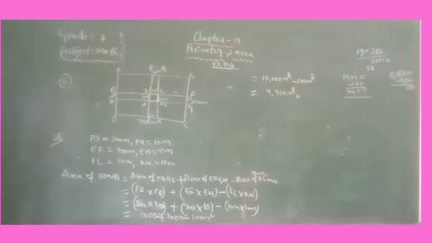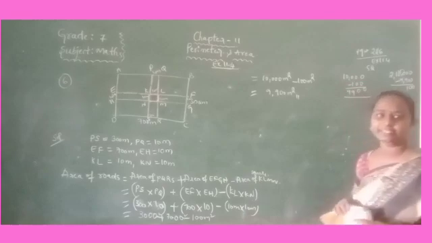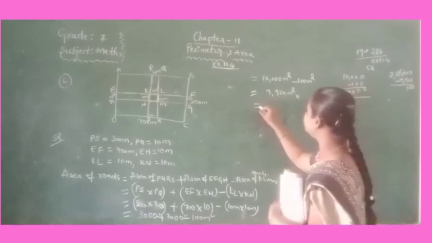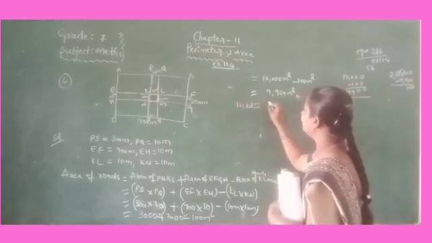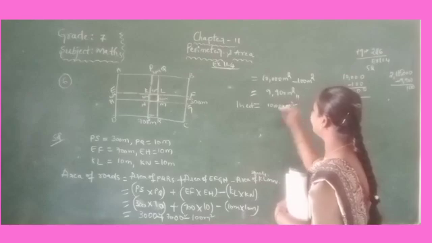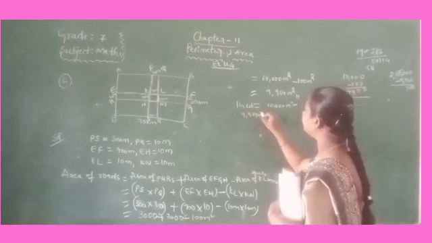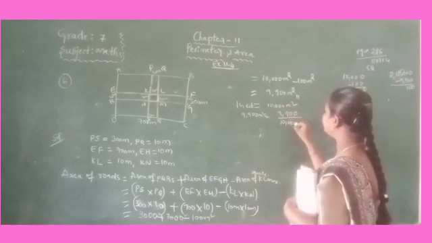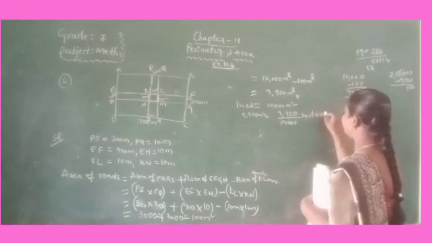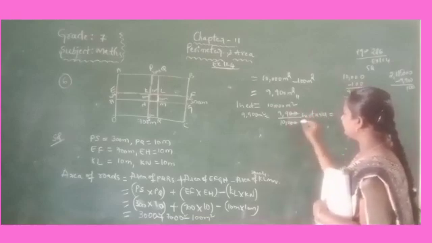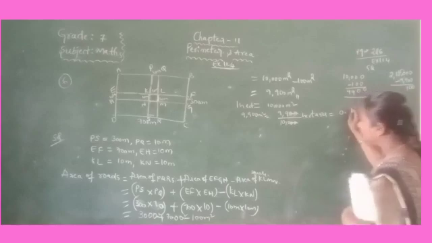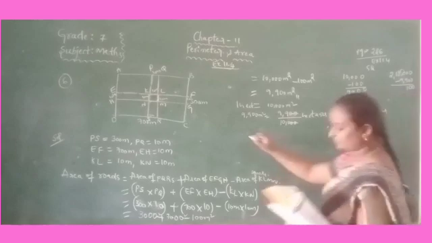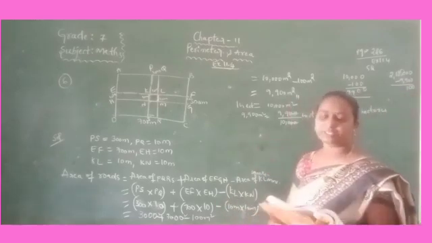We have to show that area in hectares. So 9,900 meter square in hectares: 1 hectare is equal to 10,000 meter square. Then 9,900 meter square means how many hectares? That is 9,900 by 10,000 hectares. Okay, simplify the zeros, and that is 0.99 hectares.